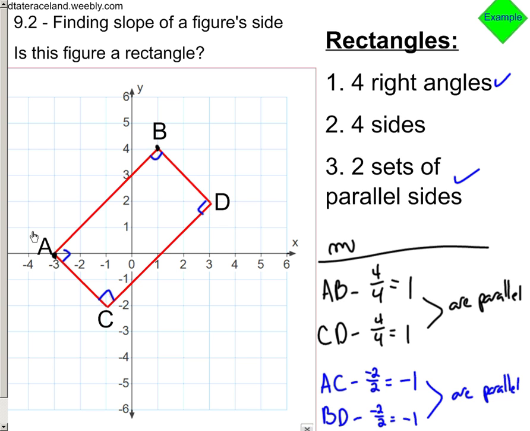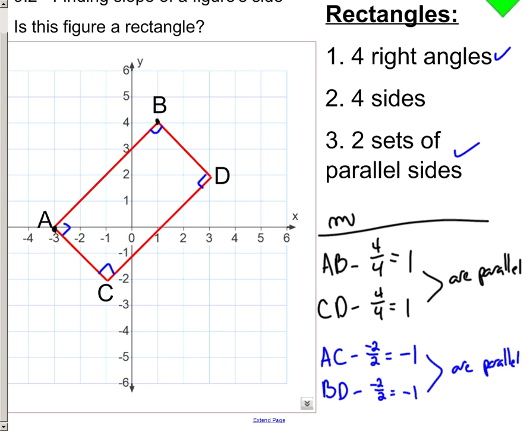You can't just trust your eyes. You cannot just trust your eyes with coordinate geometry. You have to prove everything. So that's an example to start us off with.